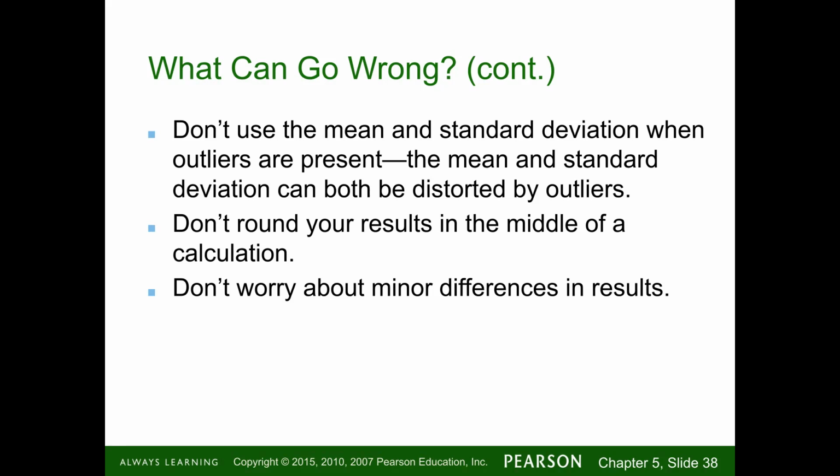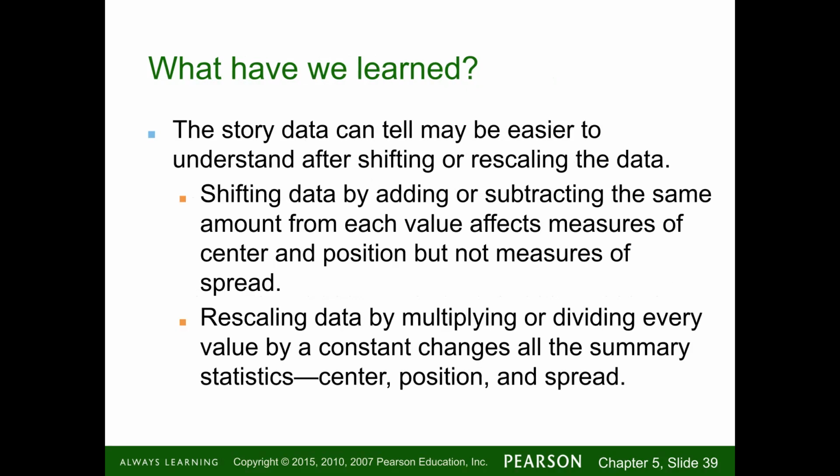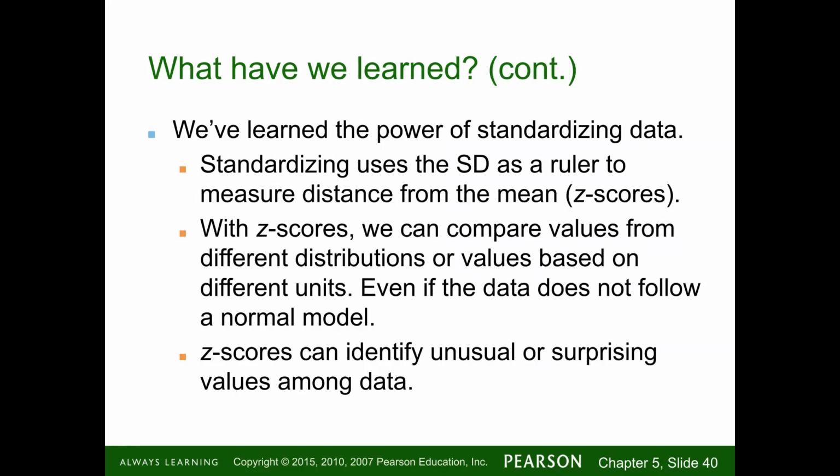And then they work backwards, do the Z-score, standardize it, and all that stuff. The story data can tell may be easier to understand after shifting and rescaling the data. Again, just a reminder, we can shift things left or right on the number line by adding or subtracting values. We can rescale the data by multiplying or dividing. Mathematically, it doesn't really change the shape of the distribution, but the values will change a little bit. And the values will be consistent.